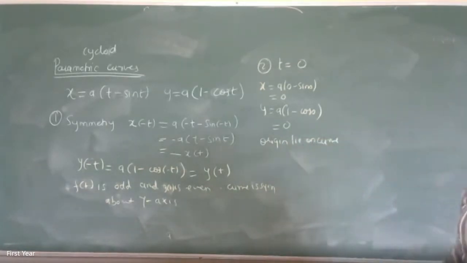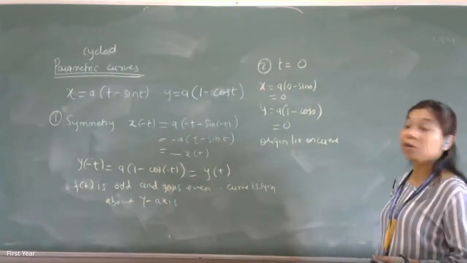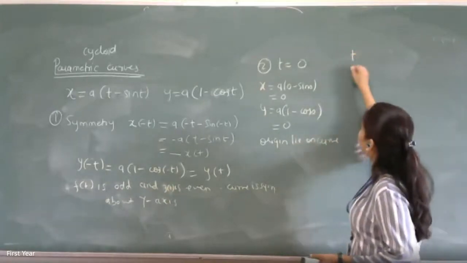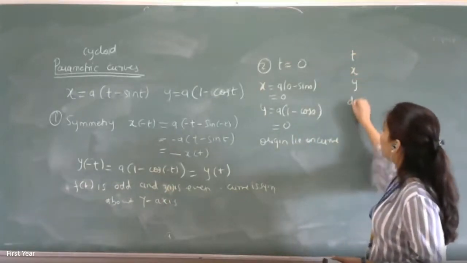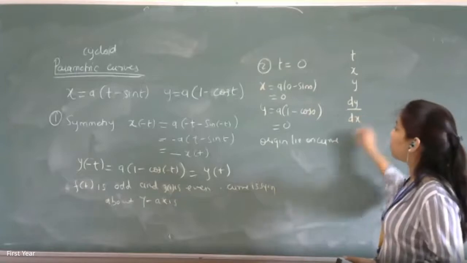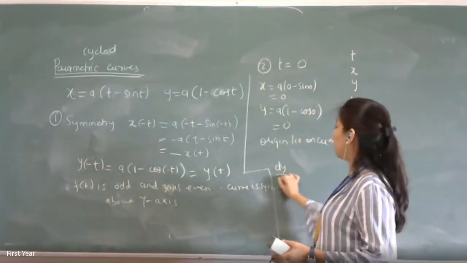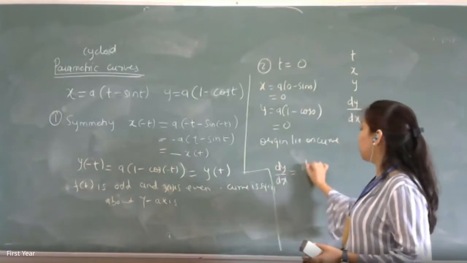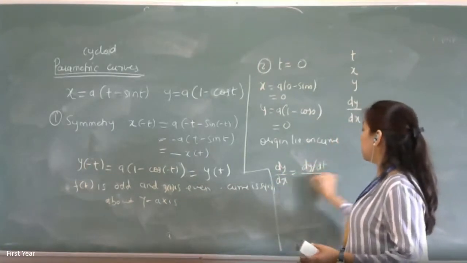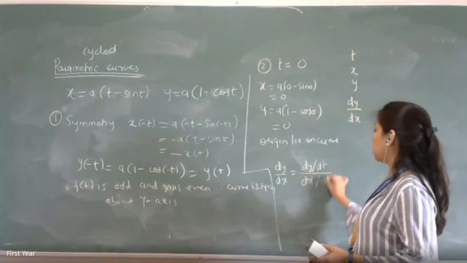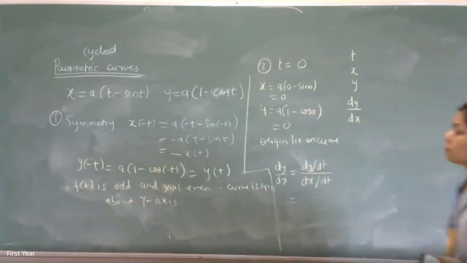Okay, fine. Now both sin and cos are periodic functions, so we'll directly draw the table for t, x, y, and dy by dx. But if I want to find dy by dx, the third part, dy by dx is equal to dy by dt upon dx by dt. Tell me what is this? What is dy by dt?